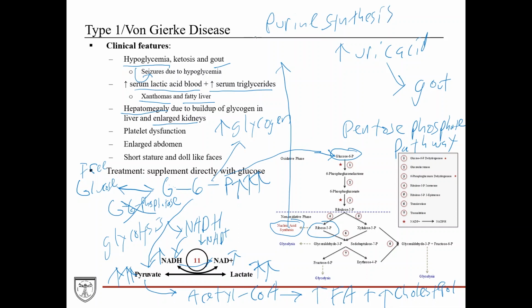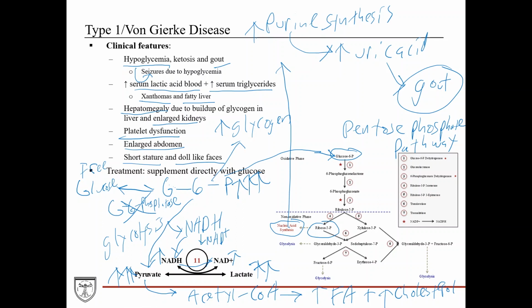So if you have a buildup of purines, so you increase purine synthesis, that's going to lead to a buildup of uric acid, because remember we talked about purine synthesis in Unit 1. So increase purine synthesis, increase uric acid, and that can give you gout eventually. The other things here, just real quick, you can have platelet dysfunction that results from this. You can have an enlarged abdomen, and these patients can also have short stature and doll-like faces, and these are just also results of the metabolic dysfunction that's occurring here.